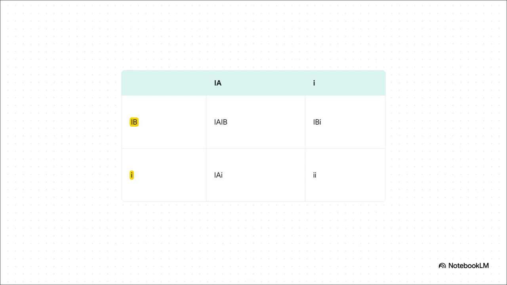Let's use the ABO blood group system as an example. Take a look at this Punnett square. Across the top, we have the alleles from one parent. They're heterozygous for type A. And down the side, we have the alleles from the other parent. They're heterozygous for type B. Now let's fill in the boxes and see what the potential outcomes are for their children.